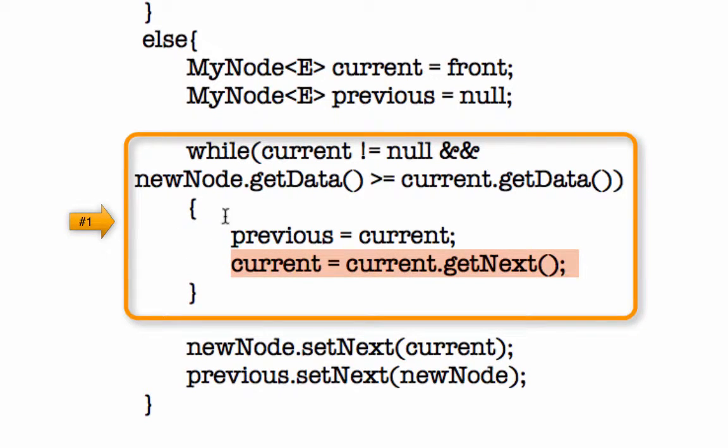And I keep doing this as many times as I need. Advance previous one node, and then advance current one node. Advance previous one node, advance current one node. So let's talk about when this loop is going to stop.